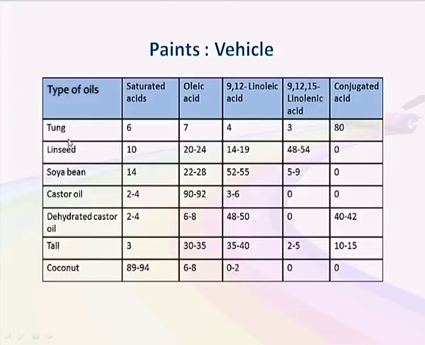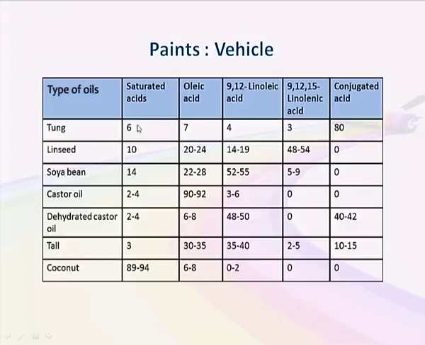In tung oil, saturated acids will be 6%, oleic acid will be 7%, 9,12 linoleic acid will be 4%, or 9,12,15 linolenic acid will be 3%, and like that. Here 80% will be the percentage of conjugated acid.